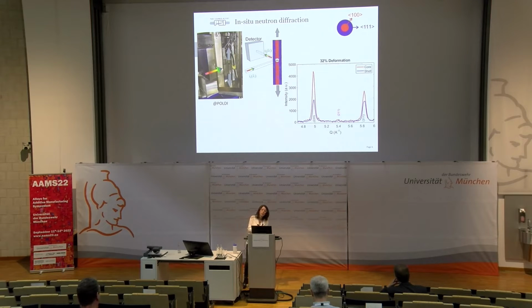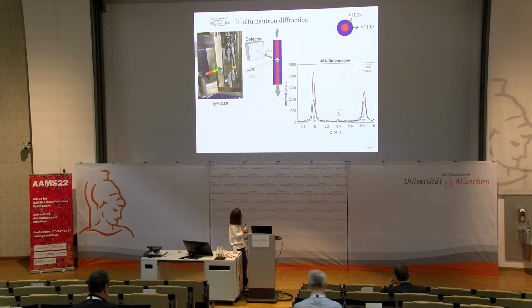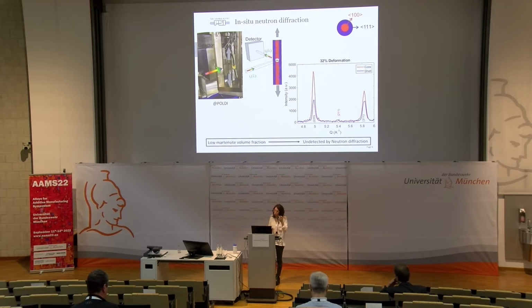We did some in situ neutron diffraction measurements at POLDI, at the Paul Scherrer Institute. As you can see here, this is the incoming beam, we have the detector there, and the loading direction is in this direction. For each loading step, we place a small gauge volume at the core and in the shell, and we move the sample around in order to see how the deformation behavior was in the shell and in the core. The main issue with this technique is that the martensitic volume fraction was really low, so it was basically not possible to detect this with neutron diffraction, so we have to move to a different technique.